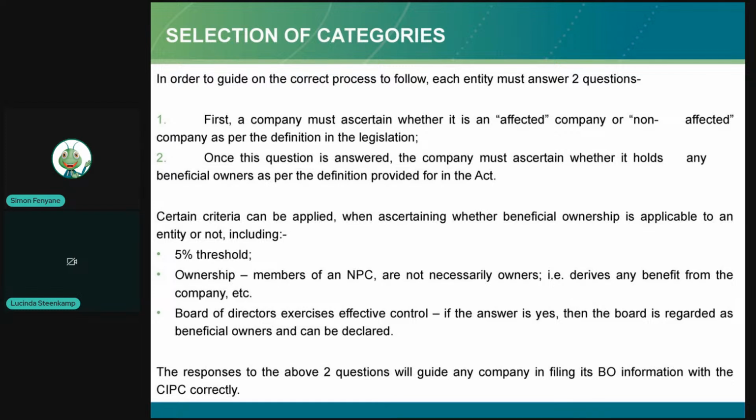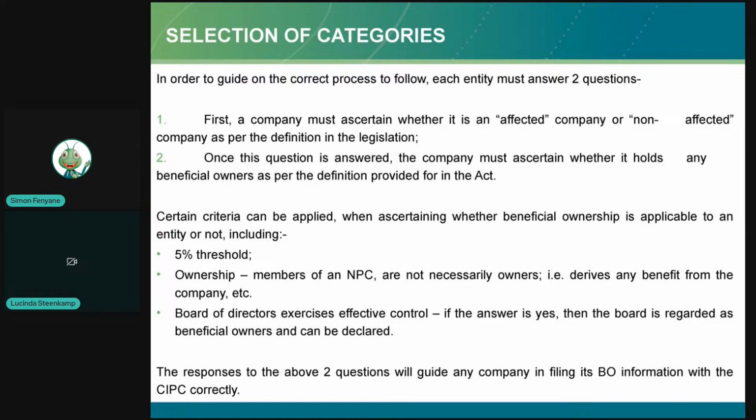Okay, so how do we know which category is the correct one to select? In order to guide the process, there are 2 questions that a company must ask. First, the company must ascertain whether it's an affected company or a non-affected company in terms of the definition. So apply the definition in the legislation and the simplified requirements as provided earlier in the presentation to the declaring company. And ask the question, is my company a public company? Yes or no? Is my company a state-owned company? Yes or no? Is the company that I'm declaring a private company, but it is majority owned by an affected company?